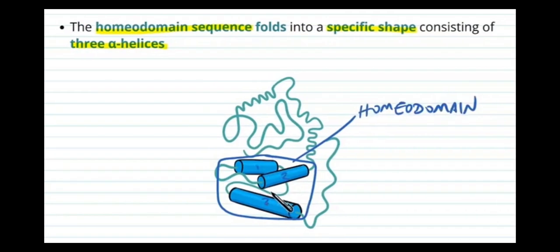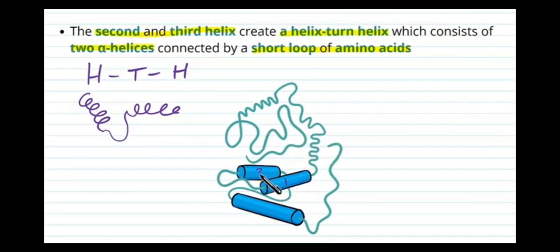As you can see in this picture, the homeodomain sequence or protein is shown by number 1, 2, 3. So the homeodomain sequence folds into a specific shape consisting of 3 alpha helices. So these 3 cylinders, what is their conformation? Their conformation is in the form of 3 alpha helices. So this specific region is called the homeodomain. It is a protein of 60 amino acids.